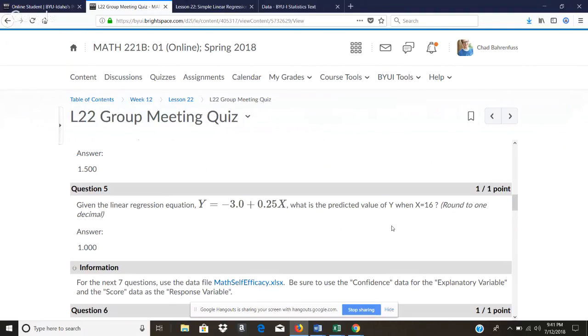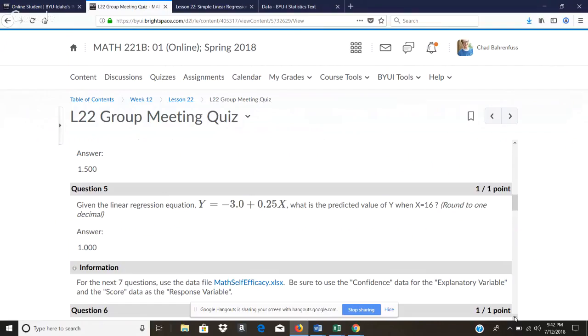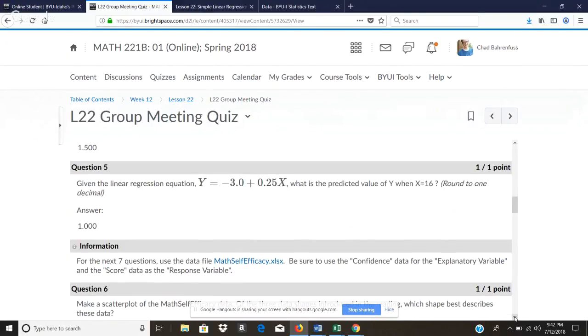What did it give you? 0.25 times 16 equals 4, plus negative 3.0 gives 1. So 1.00. You can put 1 decimal. I put 3 decimals because I was just trying to do it fast, but anyway, yeah.